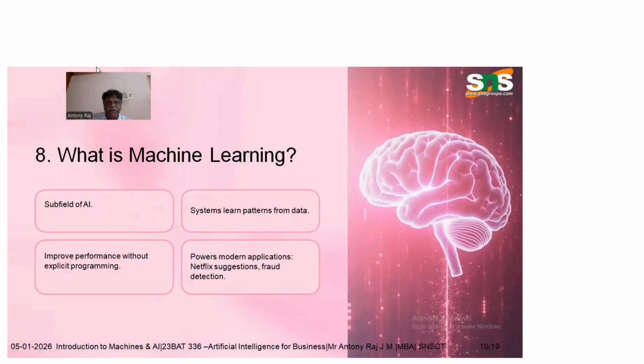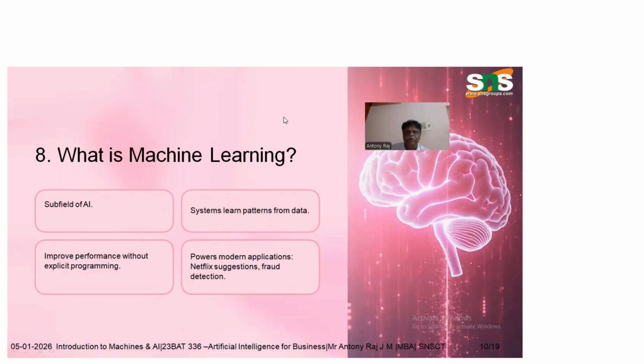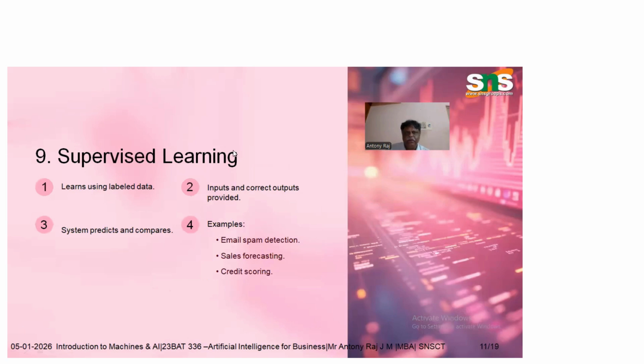Now, what is machine learning? You'll understand what we mean by machine learning here. Machine learning is a subfield of artificial intelligence, where systems learn patterns from the data. It improves performance without explicit programming, and it powers modern applications. For example, Netflix suggestions and fraud detection.